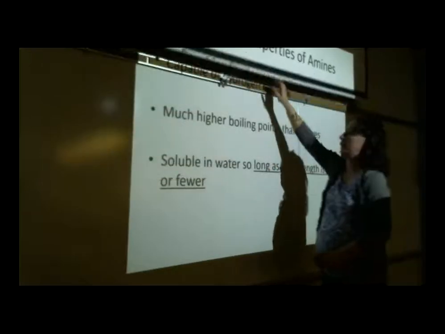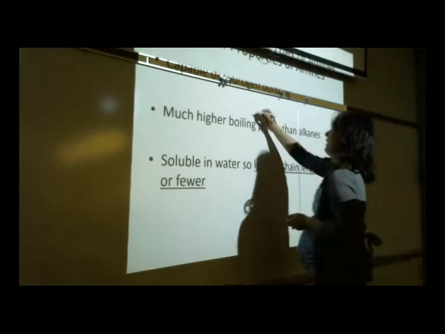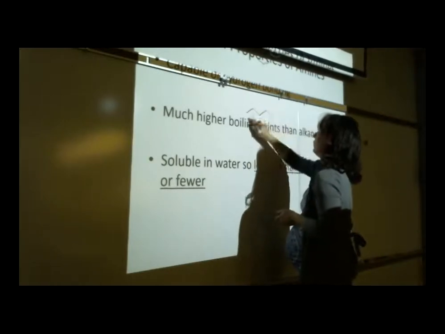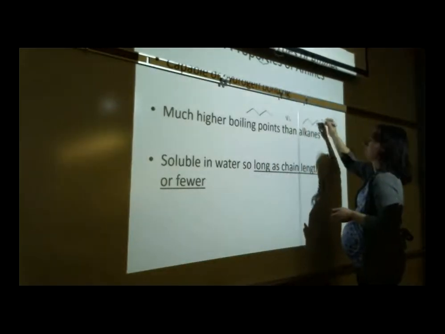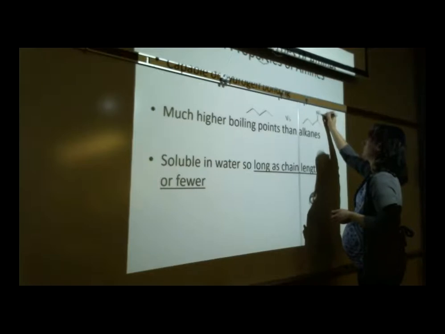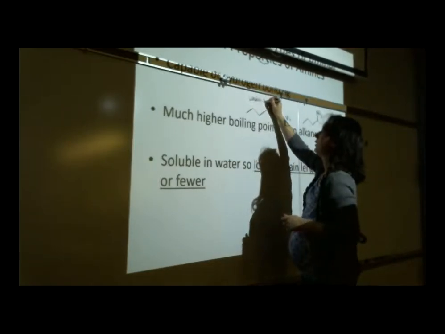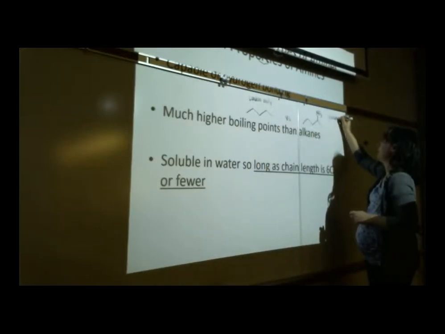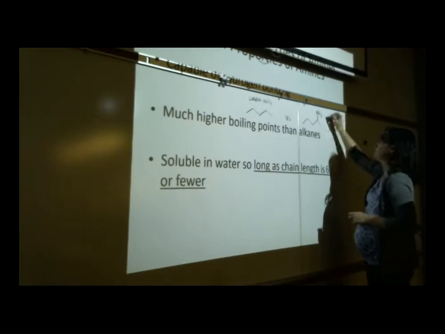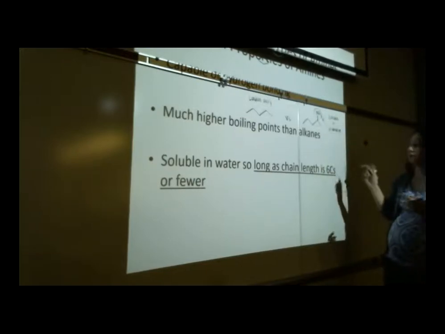Right? So if we had, let's say, 1, 2, 3, 4, 5 versus, right? IMFs here would be London only, right? This is nonpolar, whereas this is London and hydrogen bonding. This part right here is capable of the hydrogen bonding. And then the rest of this thing would be capable of London.